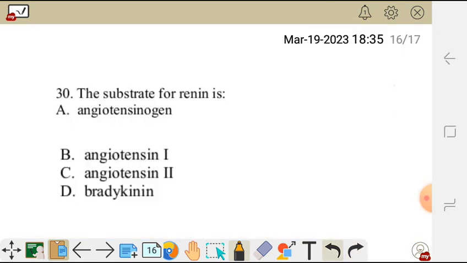Question 30. The substrate for renin is A, angiotensinogen, B, angiotensin 1, C, angiotensin 2, and D, bradykinin. So the correct answer here is A. Renin works on angiotensinogen. It converts it to angiotensin 1. Later on, angiotensin 1 will be converted to angiotensin 2. So the correct answer for number 30 is A.